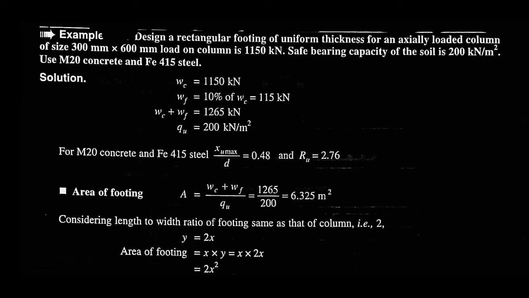For M20 concrete and Fe415 steel, xu max by d is equal to 0.48 as per IS 456 2000, and Ru is equal to 2.76. So in the last video I have shown you what is Ru, how we can calculate Ru, and a table which I prepared for different grades of steel and grades of concrete, the values of Ru or K. So let's check the table again.